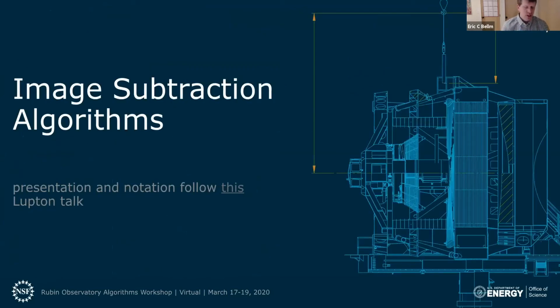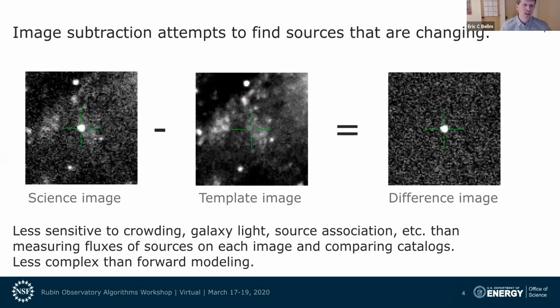So Jean just gave a really nice overview of image subtraction algorithms. So this will be a little bit of a repetition, so I will be a little more brief. Again, the idea with image subtraction is that you have some new science image that you'd like to compare to a template, which is probably, but doesn't have to be, a coadd of previous exposures. And if you difference them in some sense, you can find the things that have changed from one to the other.